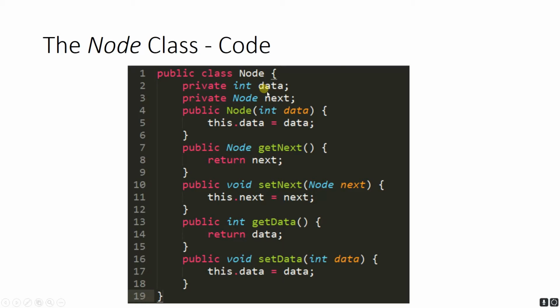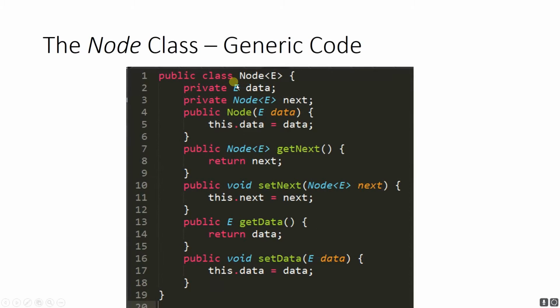I said earlier that a linked list that can only hold integers is not a very good linked list. So if we could make that integer part generic, then we can store whatever we want in there. This is what we'll do. So see that I've replaced the word integer with E in all of these places. So instead of having int data, it's now E data. And instead of public int getData, it's E. And the same goes for the set.